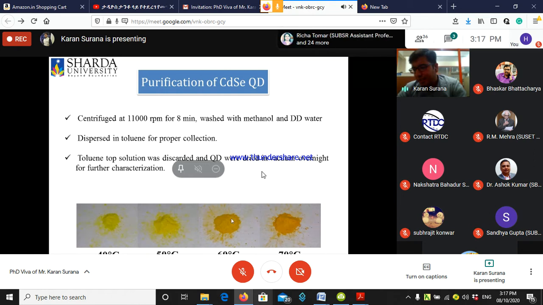This is the powder form of the QDs which was obtained. Now we can see that with progress in temperature, there is a change in color from yellow to dark orange, and they were named CE40, 50, 60 and CE70.